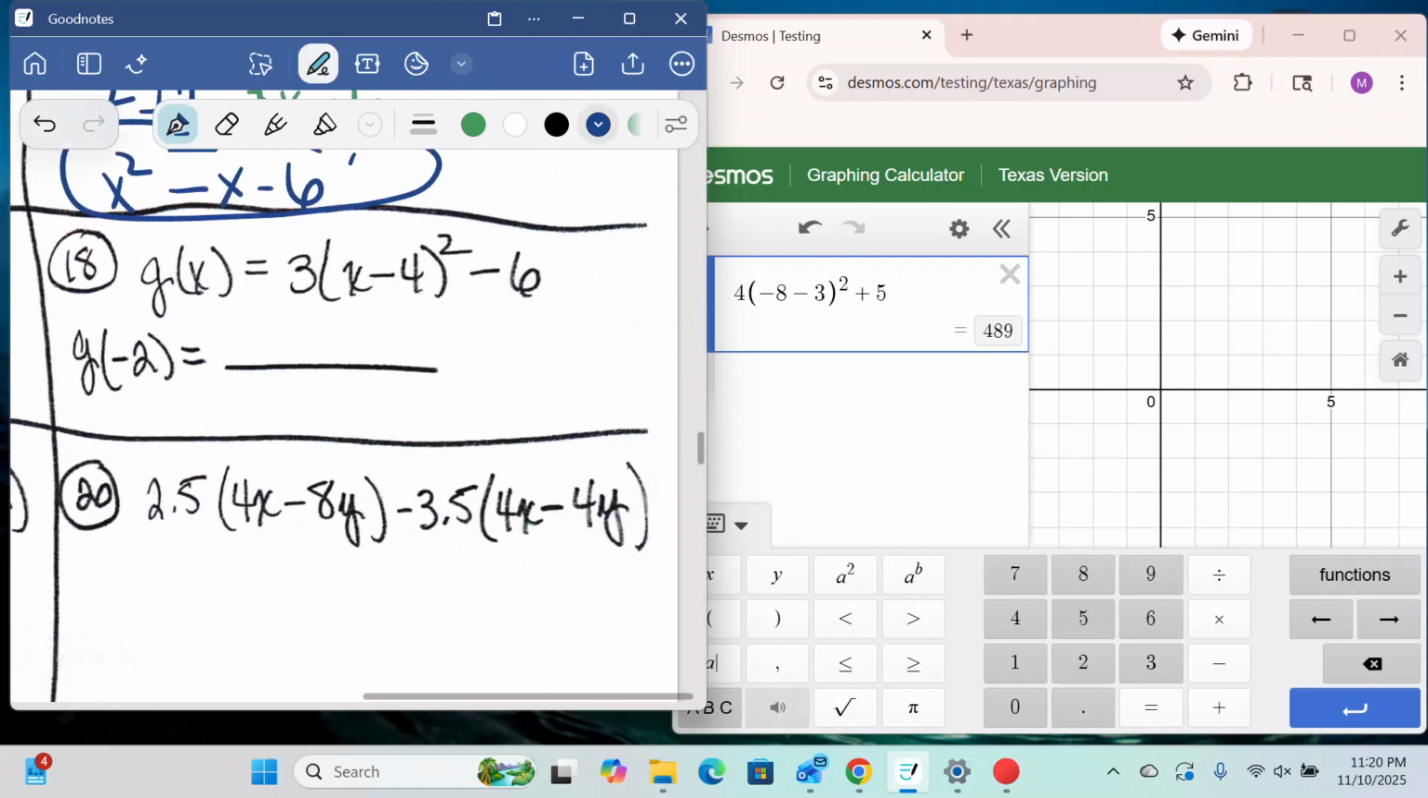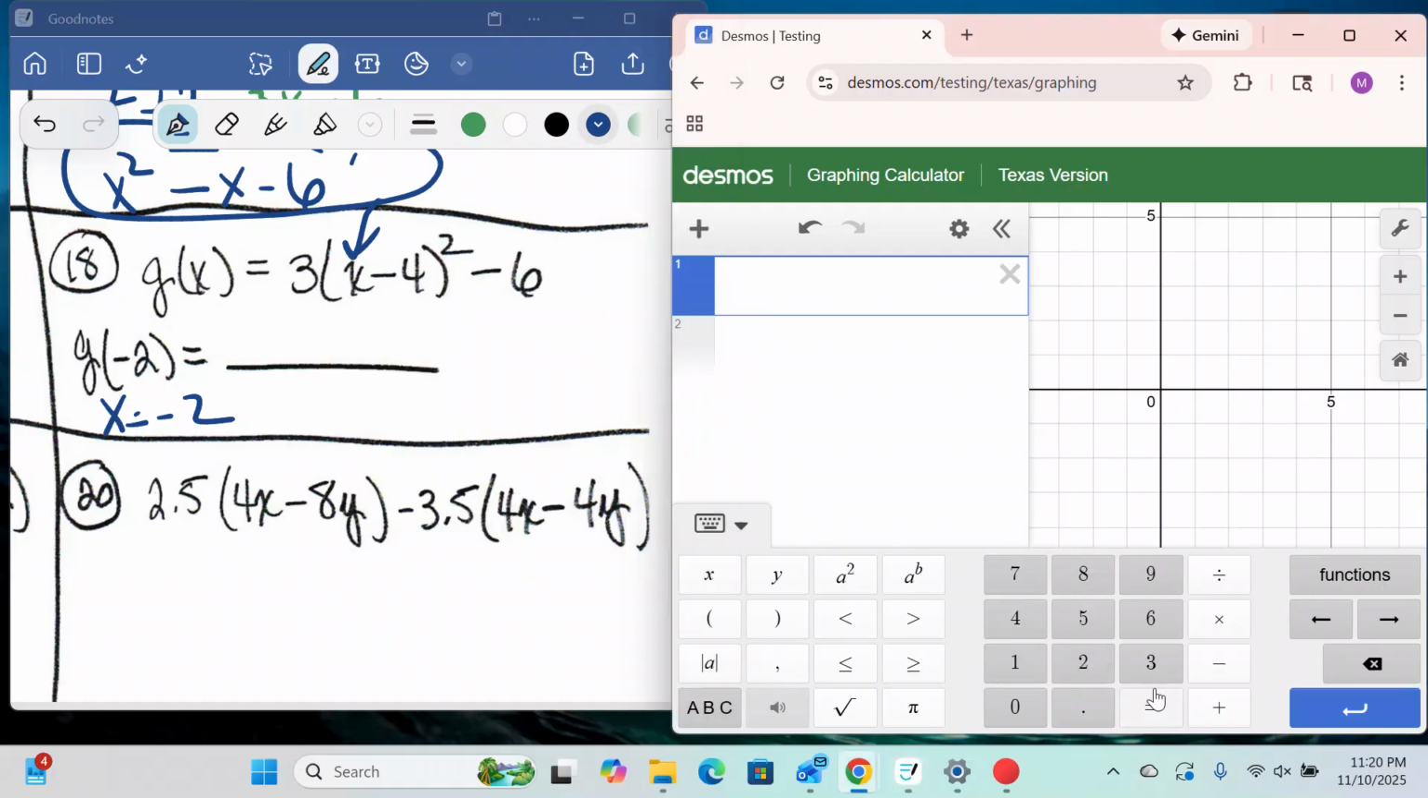If you go to number 18, it is the same thing. It's just understanding that x equals negative 2. All we do is in place of x, we're going to put negative 2. So all I have to do is input it into Desmos. 3 open parentheses. We're going to do negative 2 minus 4. Close parentheses, quantity squared minus 6. And my answer is 102.